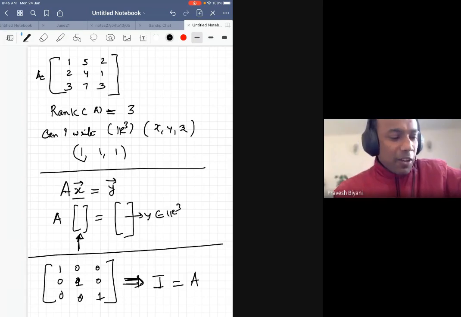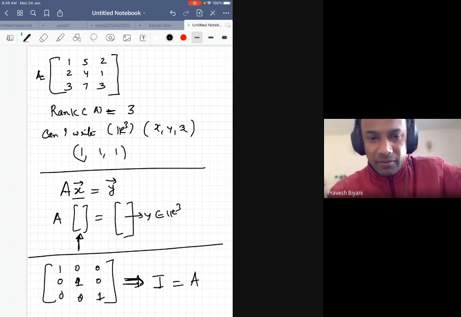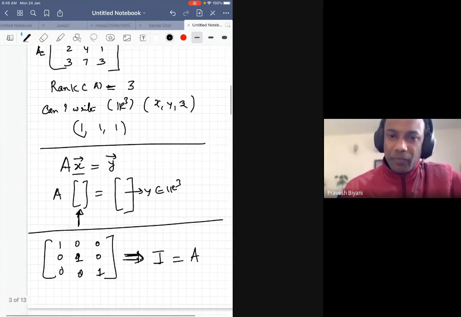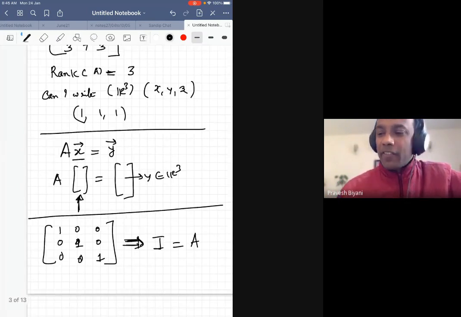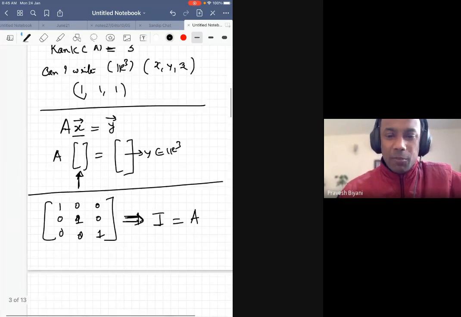Just because there are 3 basis vectors is not the only thing, right? You understand that? Okay, so how do we prove that? We'll come to that. We have not proved it yet. It's very easy to see, but we have not proved it yet.